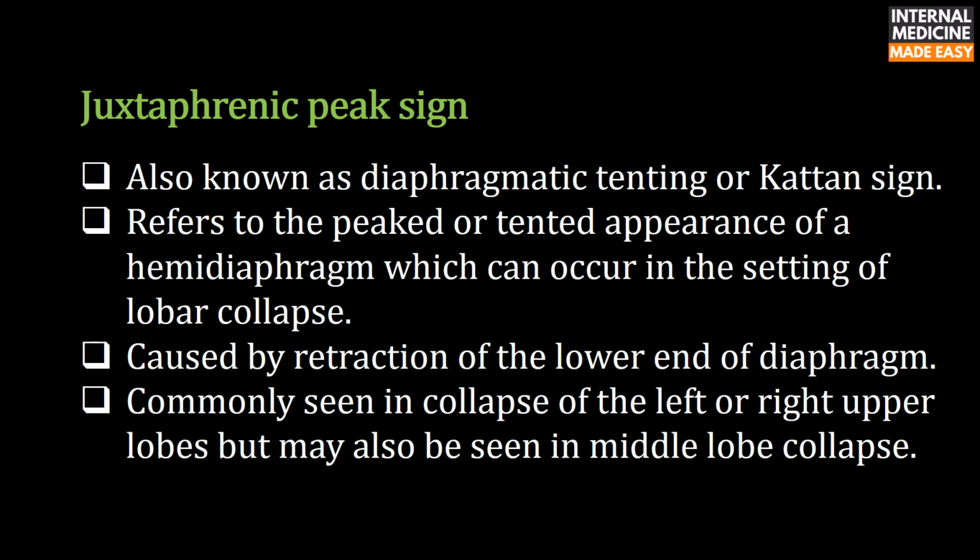Juxtaphrenic peak sign is also known as diaphragmatic tenting or Caton sign. It refers to the peaked or tented appearance of the hemidiaphragm which can occur in the setting of lobar collapse. It is caused by retraction of the lower end of the diaphragm. It is commonly seen in collapse of the left or right upper lobes, but may also be seen in middle lobe collapse.